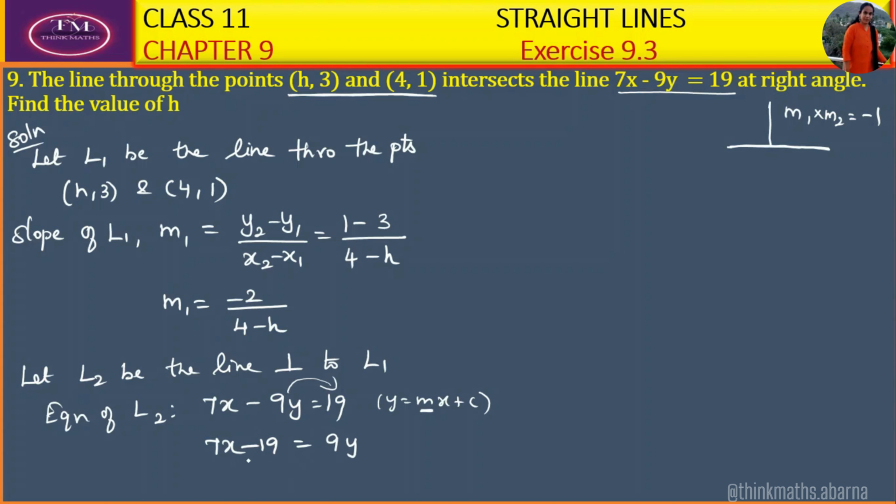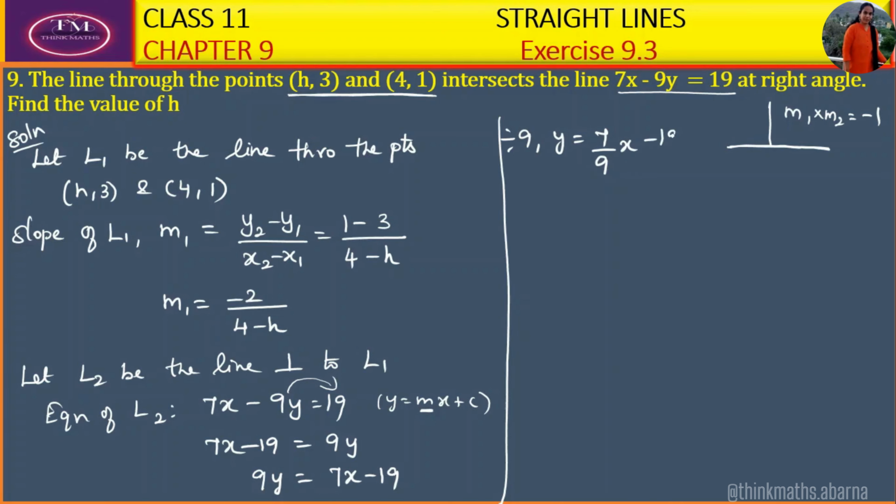So 7x, bring this 90 here. It is minus 90, and minus 9y will become plus 9y. So now just interchanging the sides, 9y equal to 7x minus 90. So dividing by 9, we get y is equal to 7 by 9 x minus 90 by 9. Now comparing with this, the slope is equal to 7 by 9. So the slope of L2, which we can name M2, is equal to 7 by 9.